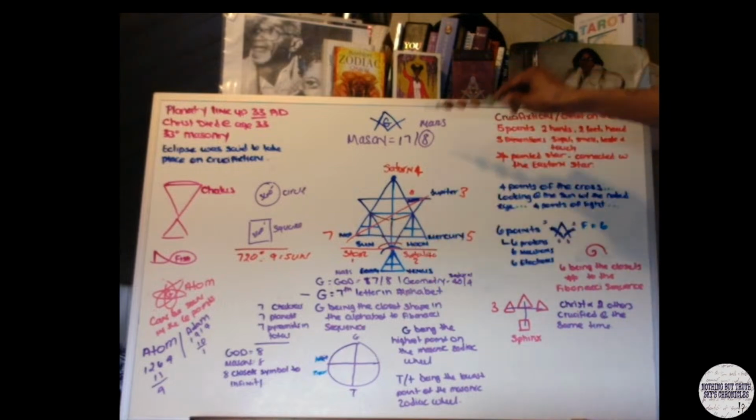Now, back into Adam. The atom on a micro level can be replicated in the 6-point star. So you have 6 protons, 6 neutrons, 6 electrons, which is necessary in order to create that atom.